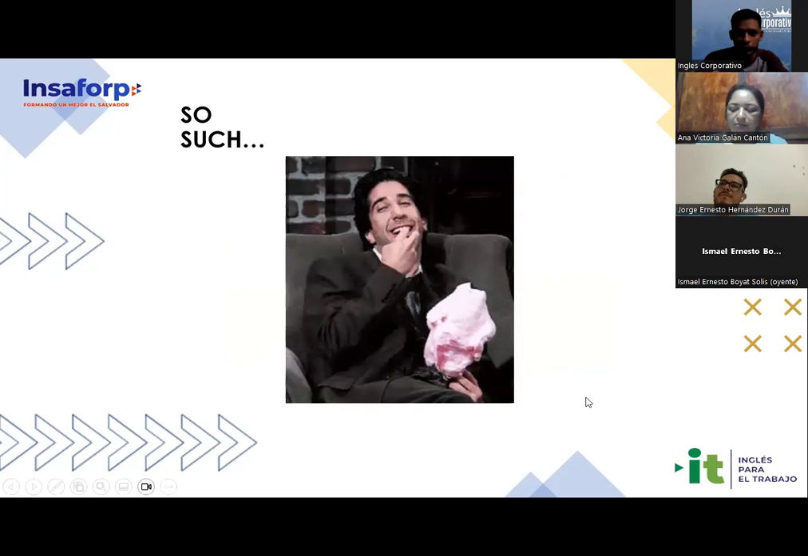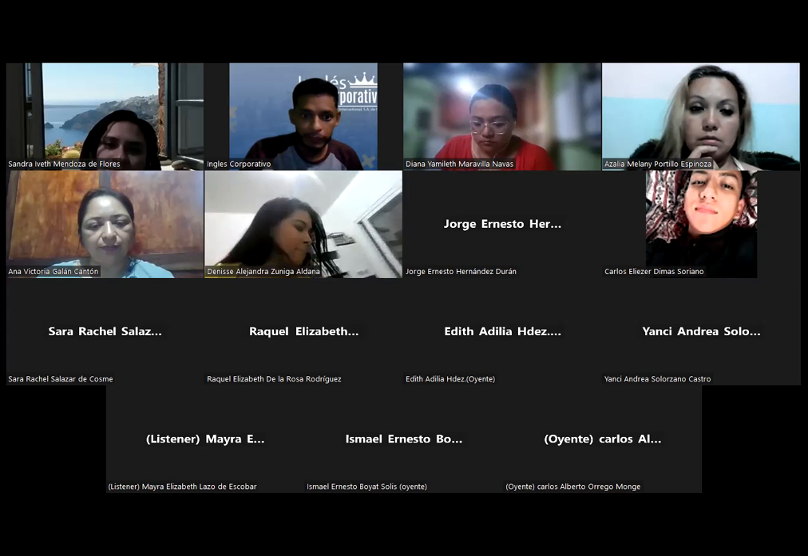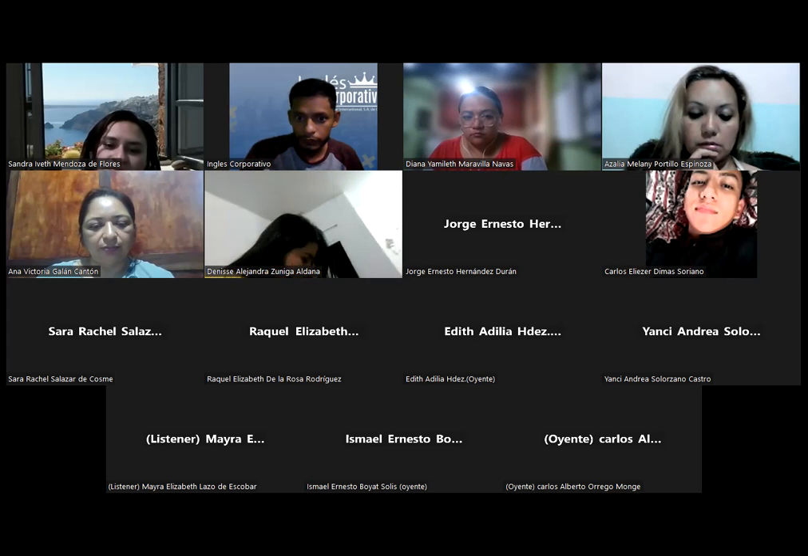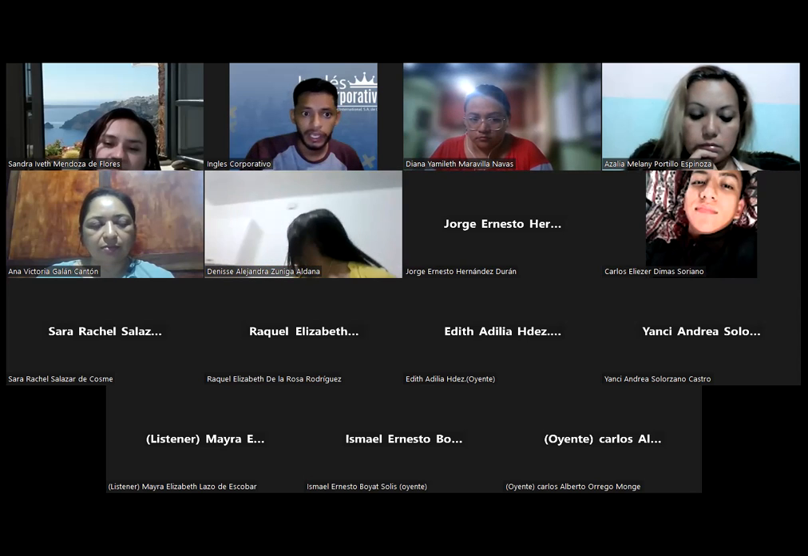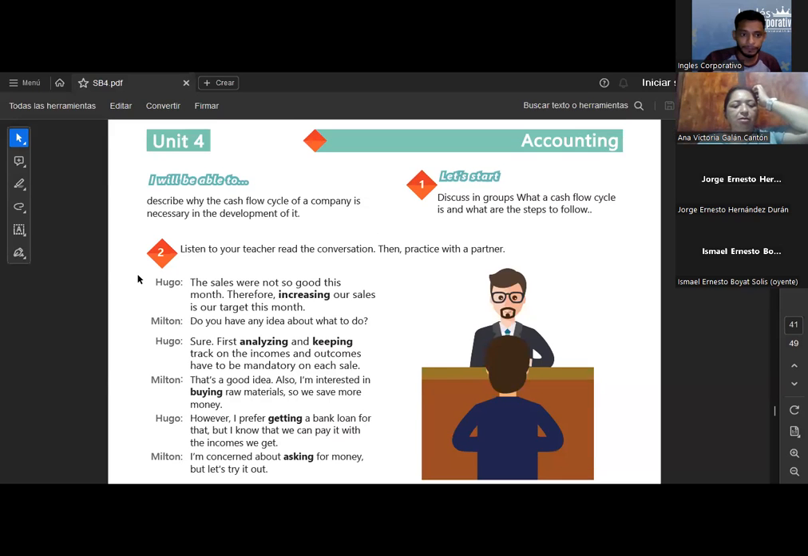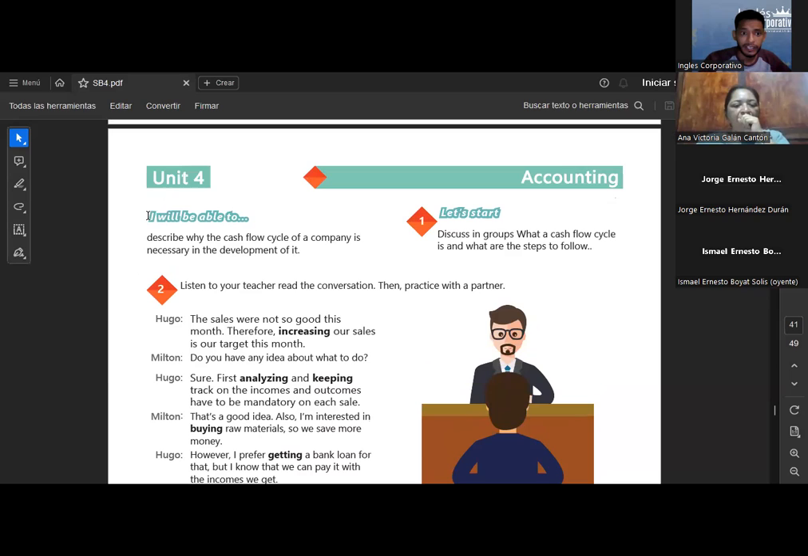Thank you, everybody. We have this one too, but we don't have a lot of time to be working on that one. Let me share the book with you all. On the book, it's on page number 41. It says here, we will be able to describe why the cash flow cycle of a company is necessary in the development of it. Then it says here, discuss in groups what a cash flow cycle is and what are the steps to follow.